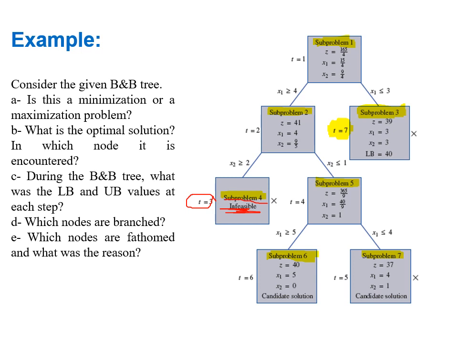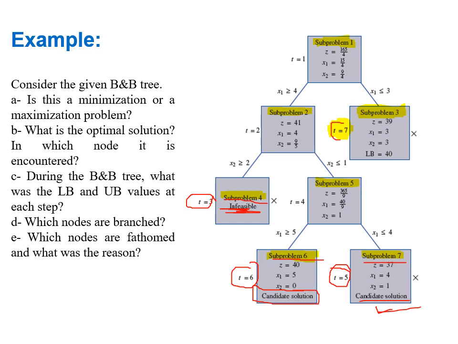Then what's the reason for fathoming this node 5, which is subproblem 7? Because we found an integer feasible solution, fathom by feasibility. What about the next node, node 6, subproblem 6? What's the reason for this fathoming? Again, we found a candidate solution, an integer feasible solution, and the reason is fathom because of feasibility.